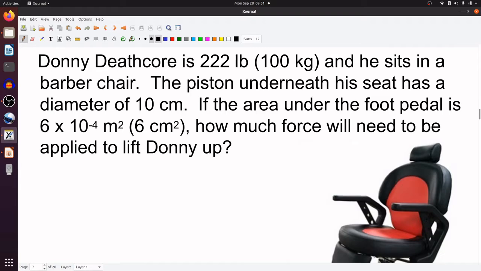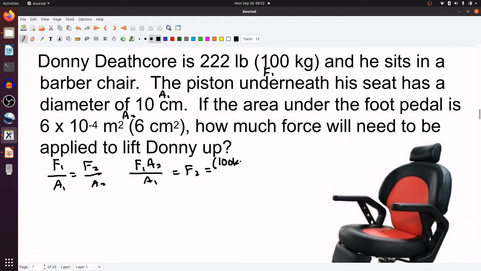to lift Donnie up? Okay, so we have to use Pascal's principle, which is F1 over A1 equals F2 over A2. We'll call Donnie Deathcore F1. Well, rather, his weight is going to be F1. So the area under him will be A1, and this is going to be A2. We're looking for F2, so I'll solve this for F2. That gives me F1 A2 over A1 equals F2, where F1 is the weight of Donnie.